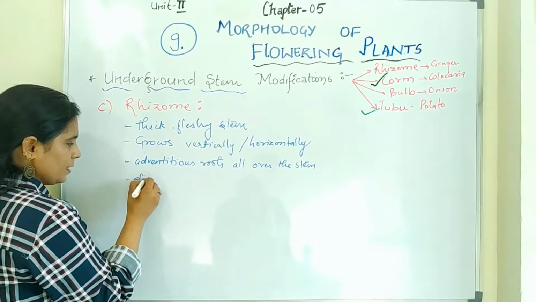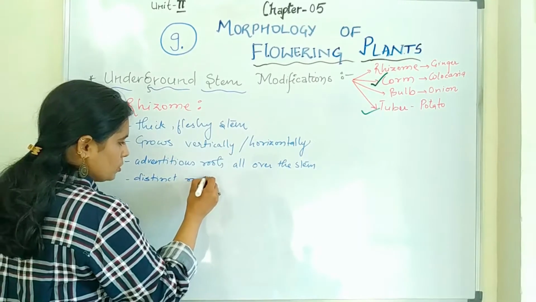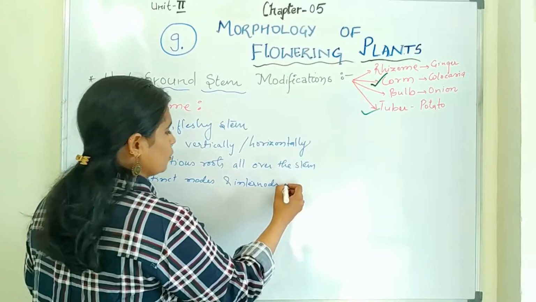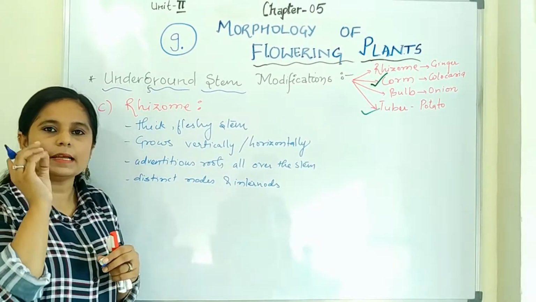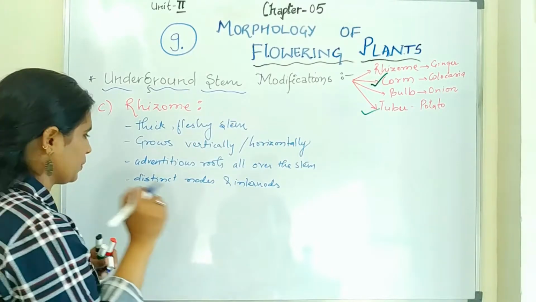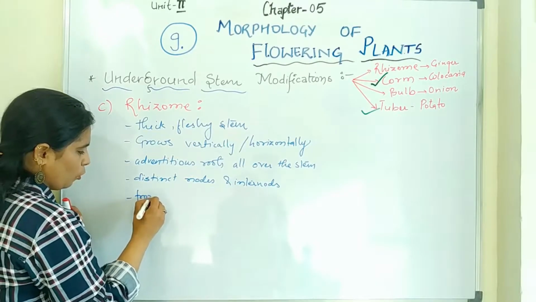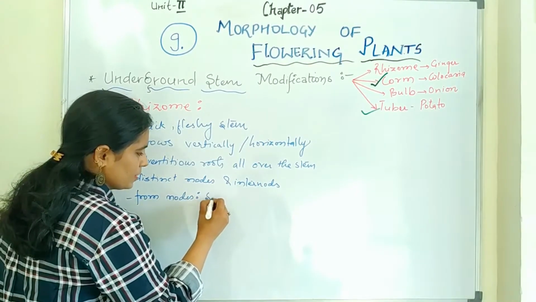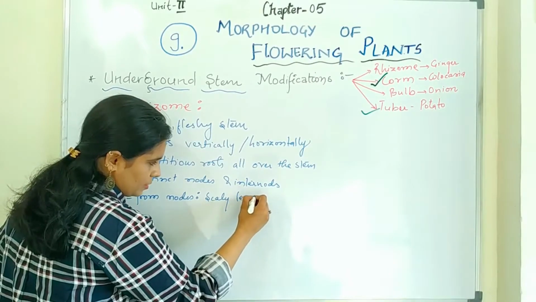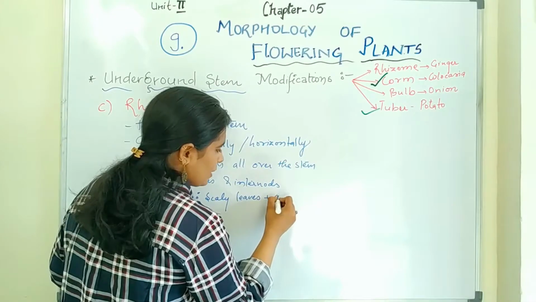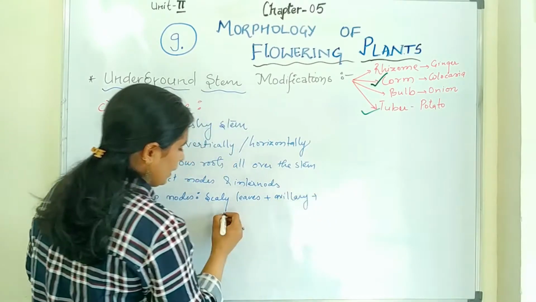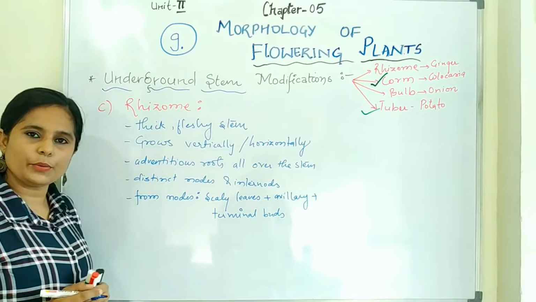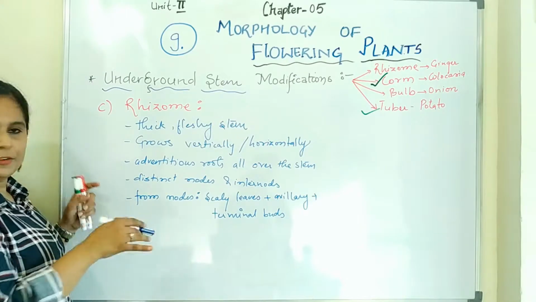Next, distinct nodes and internodes. Nodes and internodes are distinct. You can easily see that there are many nodes and internodes present. Then from the nodes you will see scaly leaves are present, plus axillary and terminal buds are also present on the nodes. These are the few characteristics.